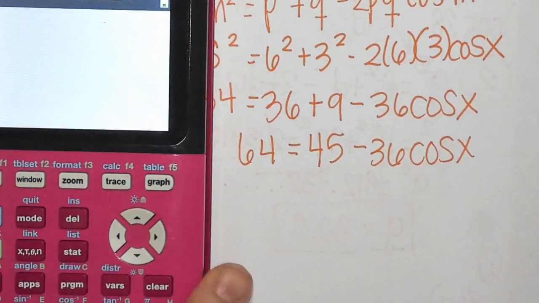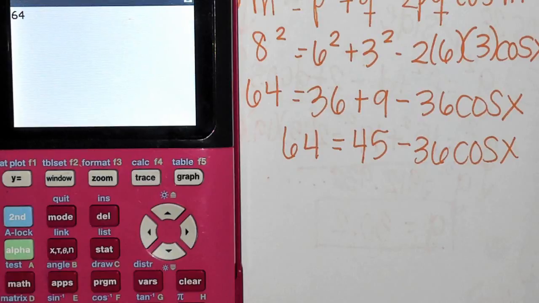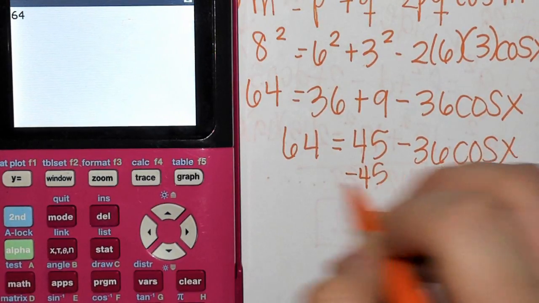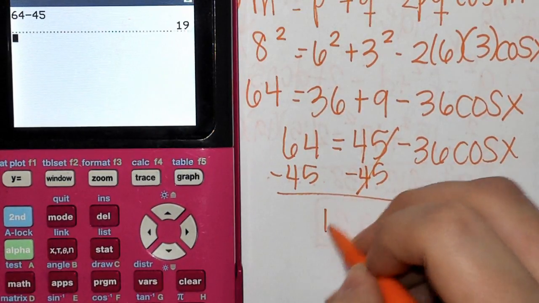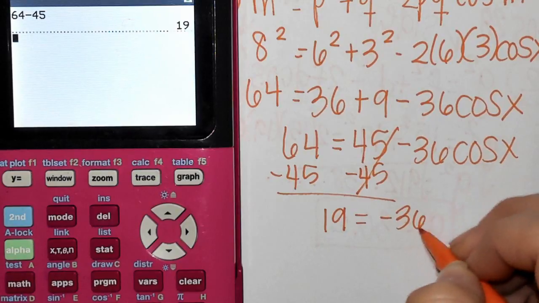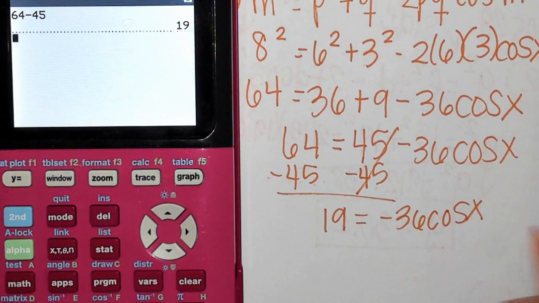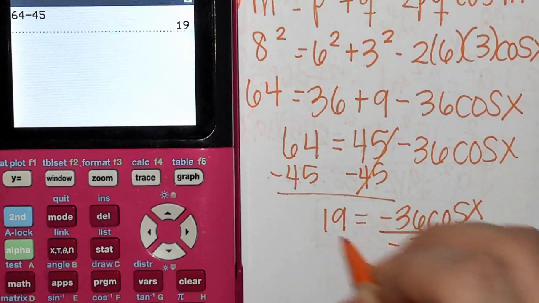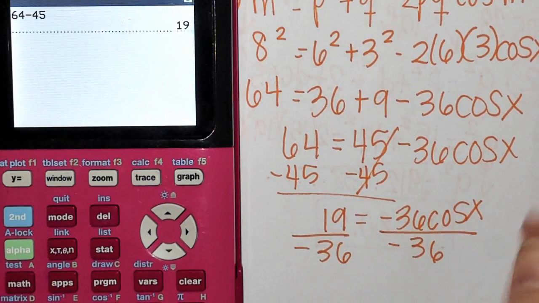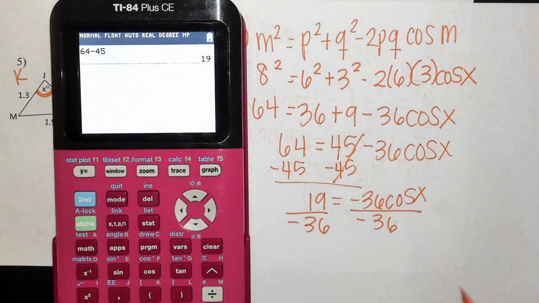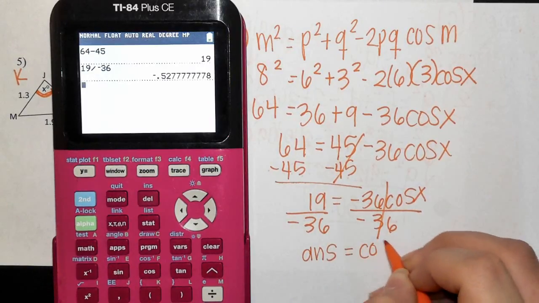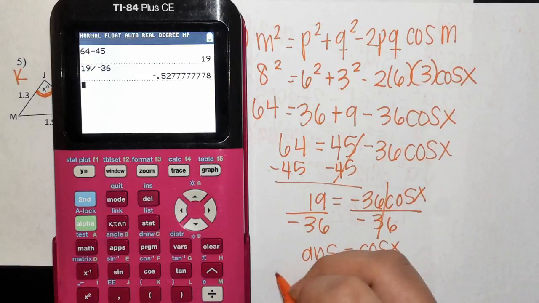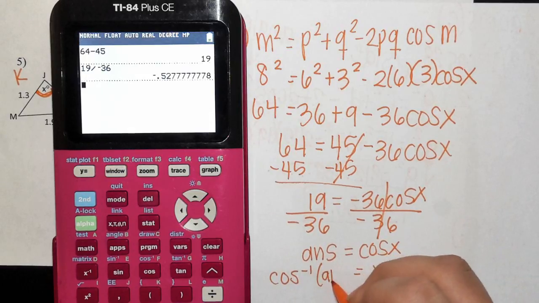Alright. Now let's start solving. 64 subtracts your 45. So 64 minus 45 is 19. Good. Equals negative 36 cosine of x. We're almost done. Divide by negative 36. This cancels. I get 19 divided by negative 36, which I'm going to write as my answer. Because if I'm solving for an angle, then I have to do the inverse of my answer.